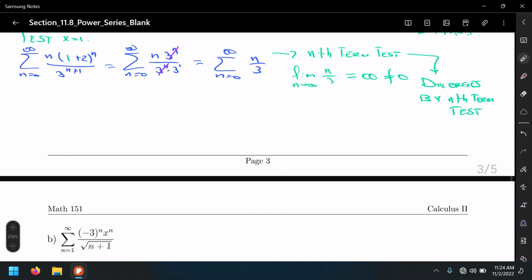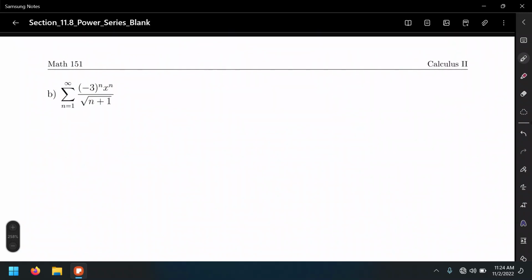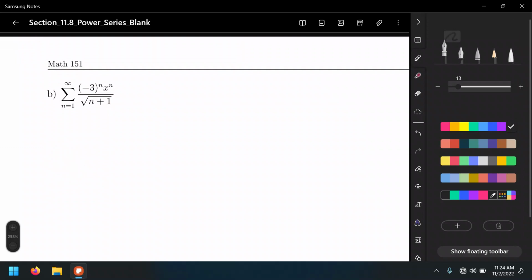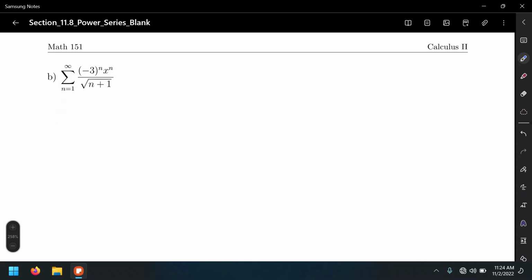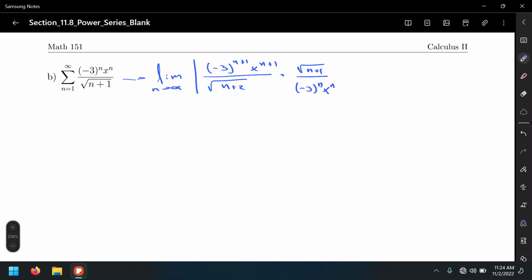All right, so the sum from n equals 1 to infinity of (-3)^n x^n over the square root of n plus 1. The limit as n approaches infinity of the absolute value of (-3)^(n+1) x^(n+1) over the square root of n plus 2, which is n plus 1 plus 1, times, instead of writing the division by the original term, I'm just going to multiply by the reciprocal, that is the square root of n plus 1 over (-3)^n x^n.